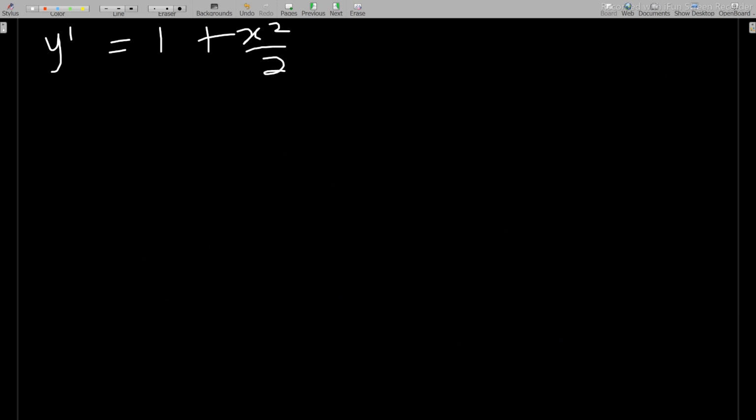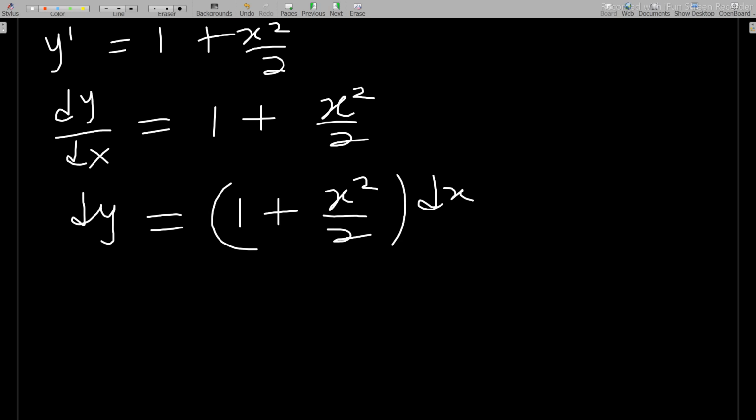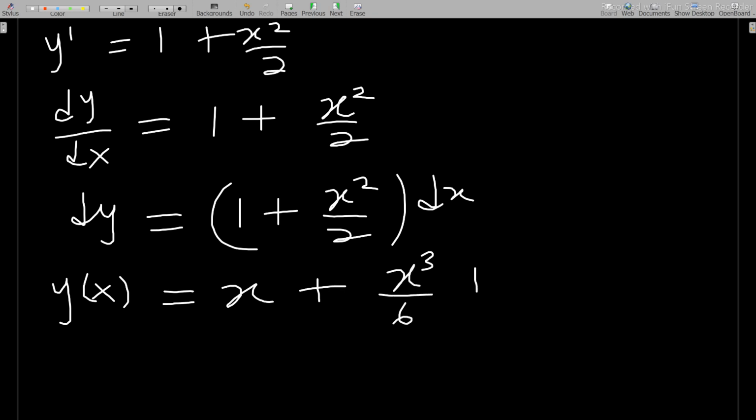Okay, so let's go ahead and solve this, because this becomes a simple ODE. So y prime is the same as dy/dx, and it's equal to 1 plus s squared on 2. Then I have to do the method of separation: (1 plus s squared on 2) all multiplied by dx. Now I integrate this side with respect to x, and I have y of x equals, integrate 1 with respect to x, and I'll get x, plus I integrate s squared over 2, I'll get s cubed over 6, plus a constant c.